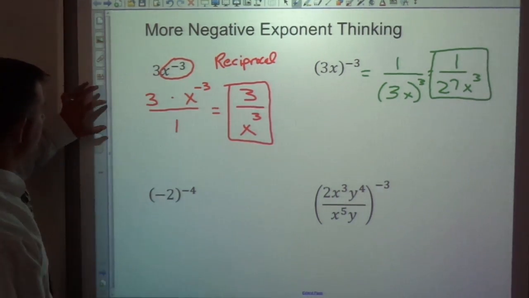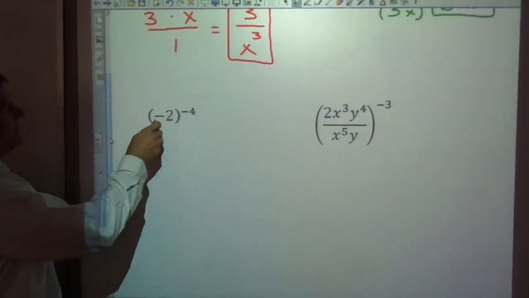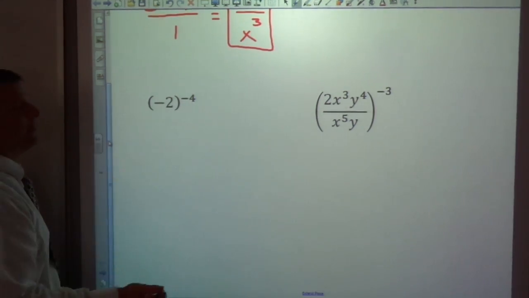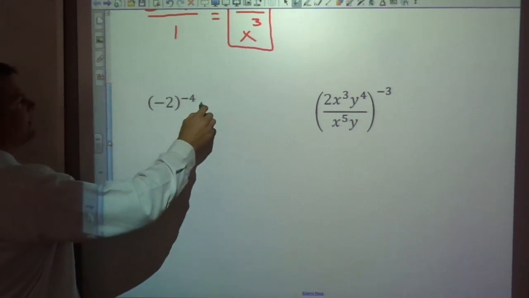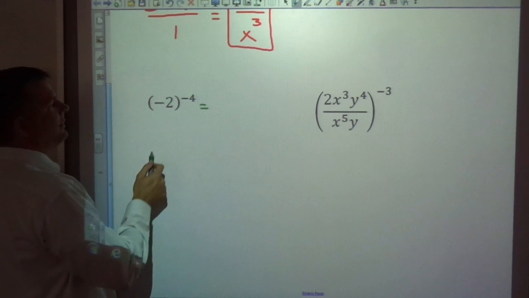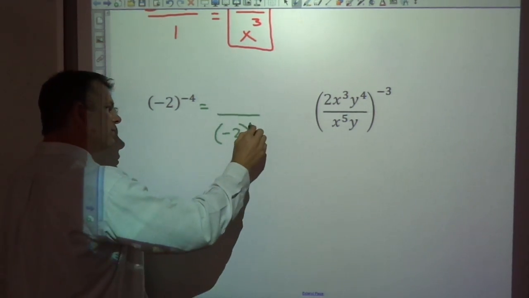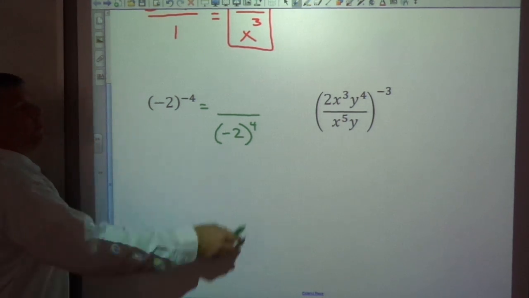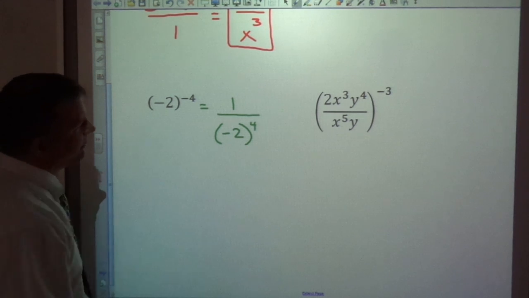Okay, extending our thinking as well down here. Negative 2 to the negative 4 power. It is not 8. What this means, again, is the reciprocal of negative 2. So the negative 2 is going to come downstairs to the positive 4 power. What goes in the upstairs? Always 1.